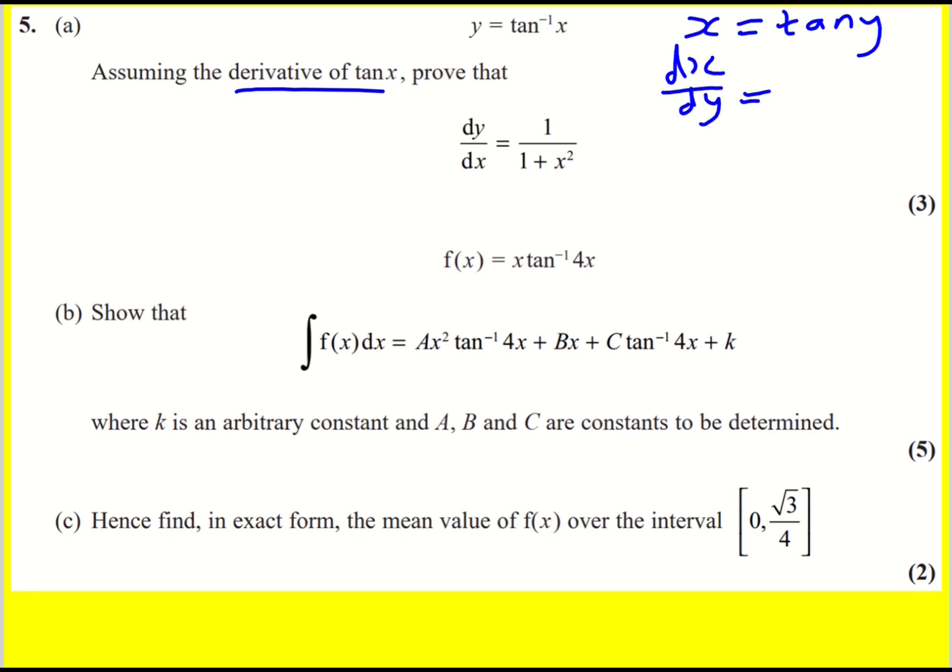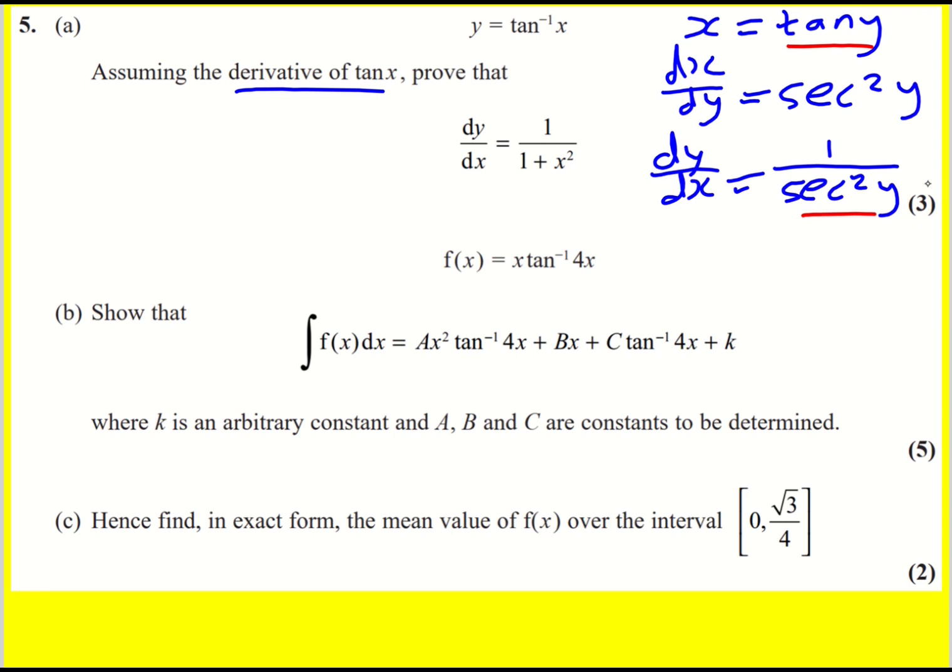And this is given in the formula, but the derivative of tan y is sec squared. You can use the quotient rule to show it, but we can just use the formula book here. And that means dy by dx equals 1 over sec squared y. Really good. We just want to get it back in terms of x, which we don't have at the moment. So let's seek to find a relationship between tan y and sec squared.